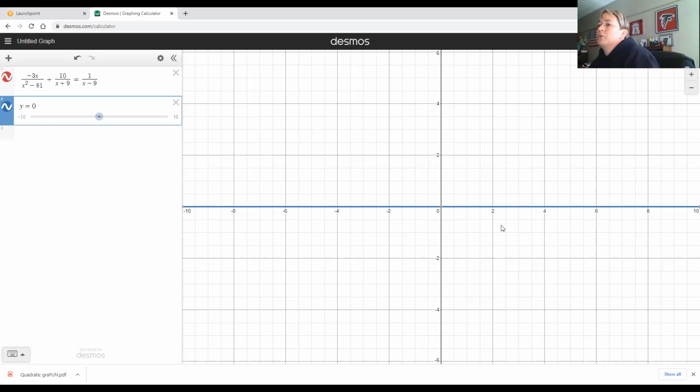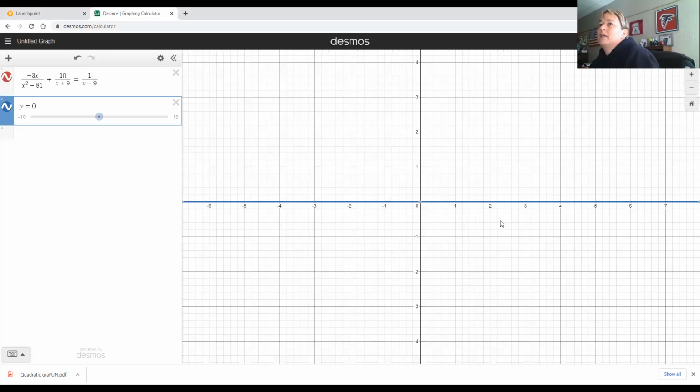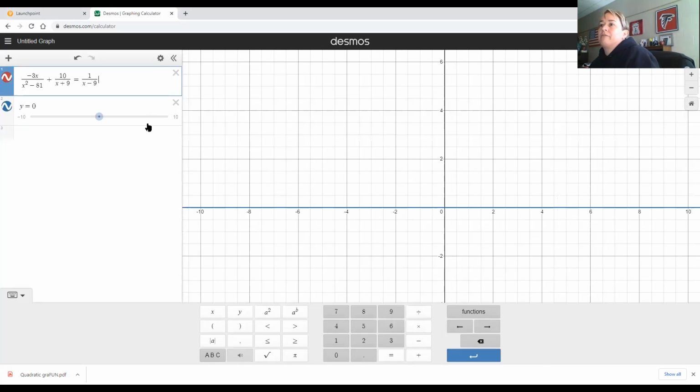And not quite sure where the home button is here, but I'm not sure why it's not graphing.